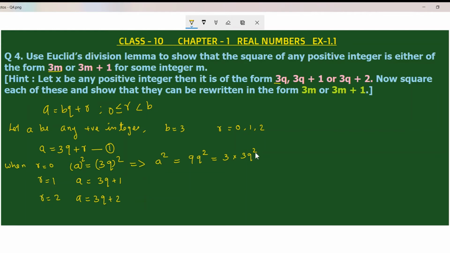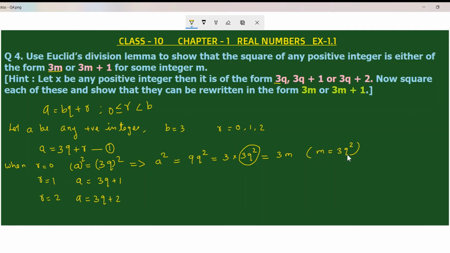Okay, and then I am going to write this as 3m. Why am I writing 3m? Because I am going to assume this 3q square is m. M is equivalent to 3q square, because they have said for some integer m.